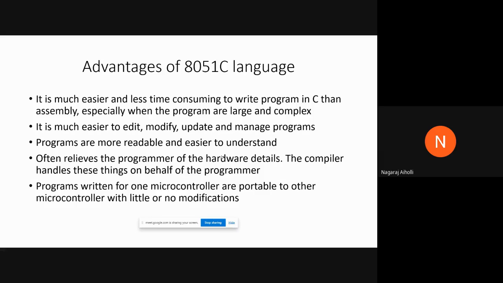That means they are called as portable. It is called as portability property. Portability means the programs written for one microcontroller can be run with less modification on some other microcontrollers also. This property of the 8051 C language is called as portability. These are the advantages of the 8051 C language.